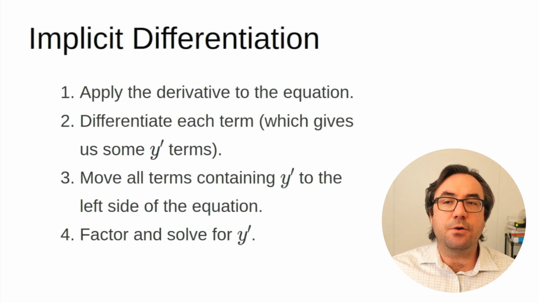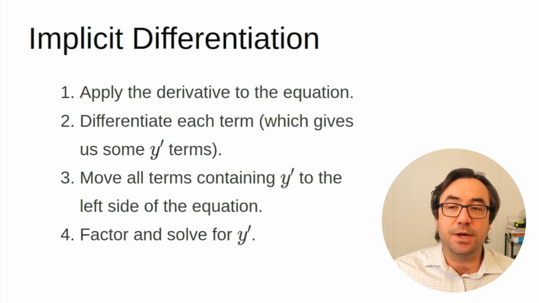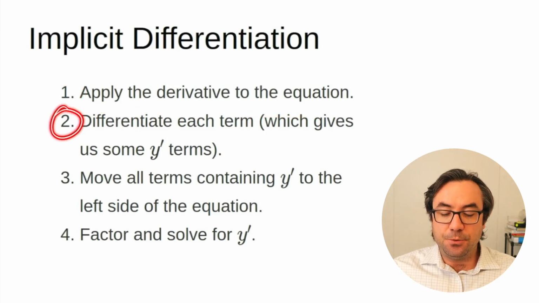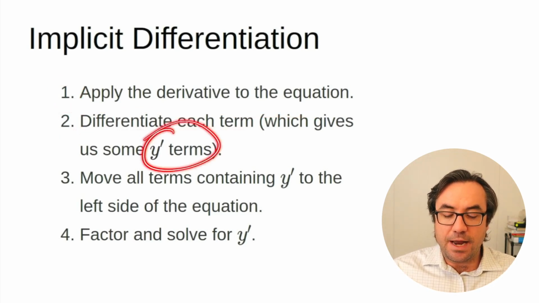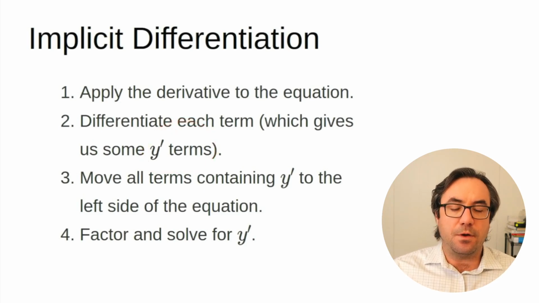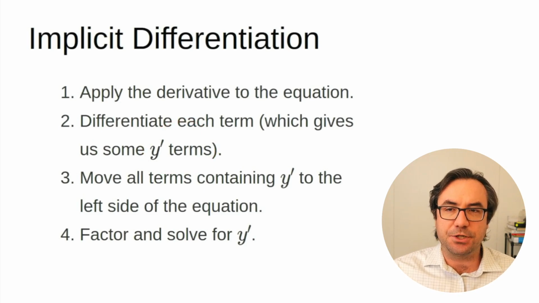Well, when we have our equation, step 1, we're going to apply the derivative to both sides of our equation. Step 2, we're going to differentiate each term, and we're going to end up with a y prime, or maybe multiple y primes, depending on our equation. And we're going to see in a second why we end up with a y prime.